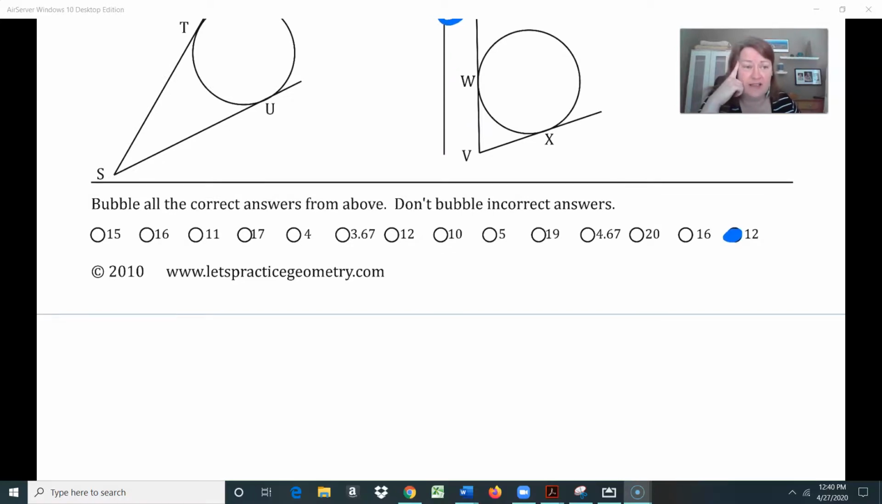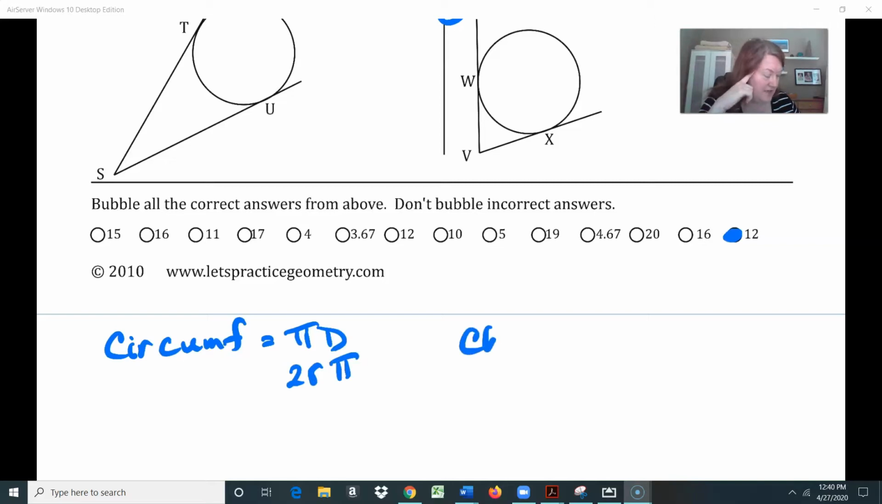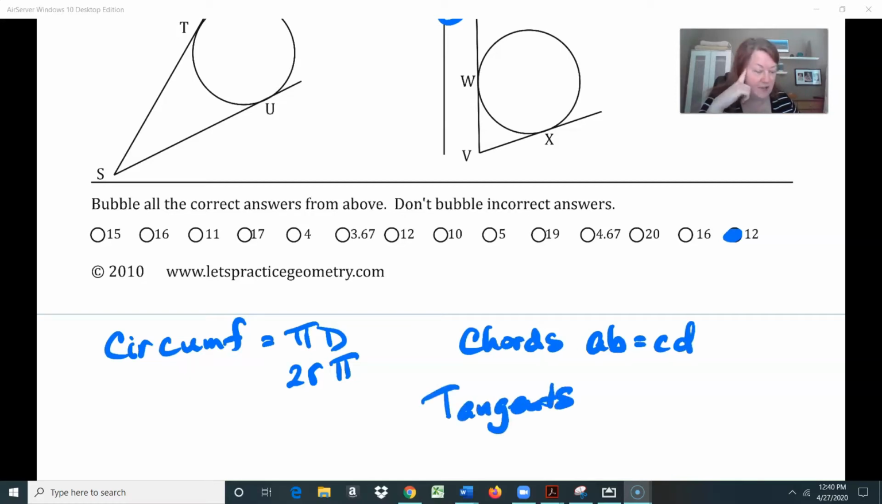So we're going to be practicing a little bit about the formula for circumference. Remember, the formula for circumference is pi d, pi times diameter, or you could call it 2r times pi. We have the intersecting chords and that idea that AB equals CD. And then we have the idea that the tangents to a circle, if they connect to a point on the outside, have to be equal to each other. Cool, so that's what we're going to be practicing.